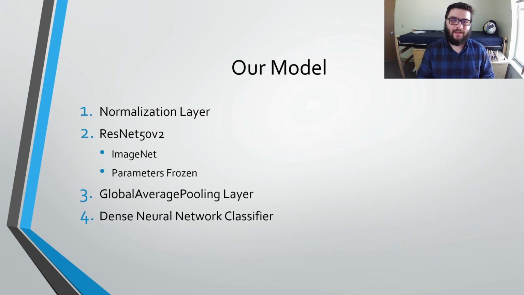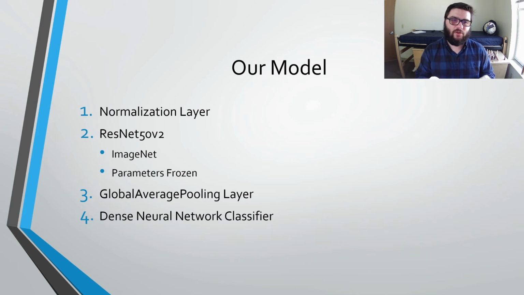All we need to do is cut off the dense neural network classifier that was built in and replace that with our own, which is what we did. So ultimately, we never had to worry about training our own convolutional layers. ResNet 50 v2 was already pre-built to extract all those features for us, and it did a fantastic job.